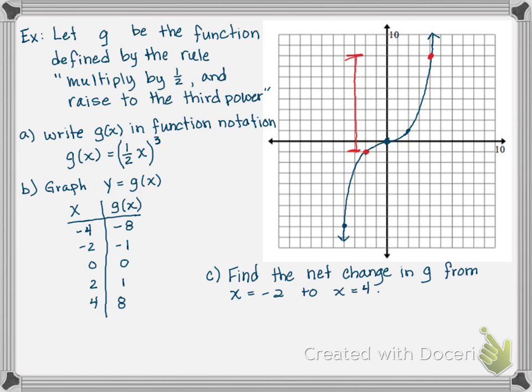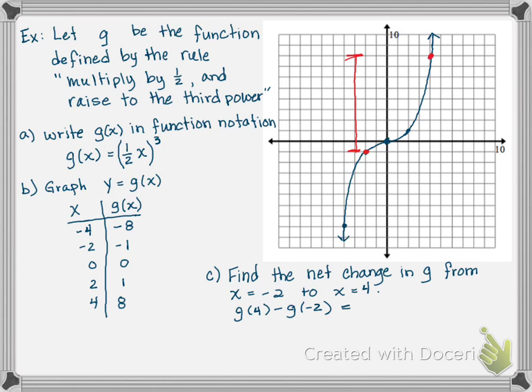And we always do rightmost minus leftmost, right? So just like when you calculate any other change, you do later minus earlier, right? Like if I had $5 yesterday and I have $20 today, and I want to know how much my account balance changed, I would do 20 minus 5, not 5 minus 20, right? So later minus earlier, we're doing G of 4 minus G of negative 2.